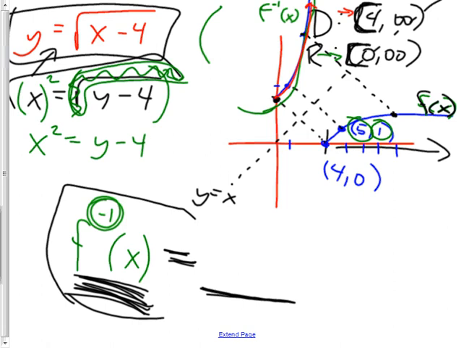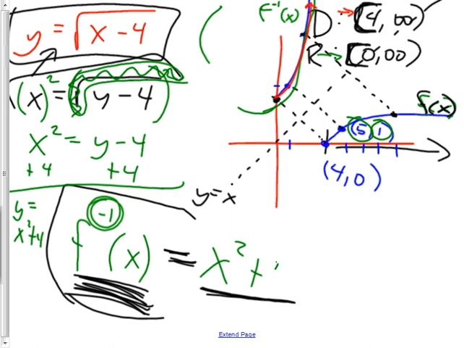What do I got to do now? Add 4. And now I have x squared plus 4. Y equals x squared plus 4. So f inverse of x equals x squared plus 4.